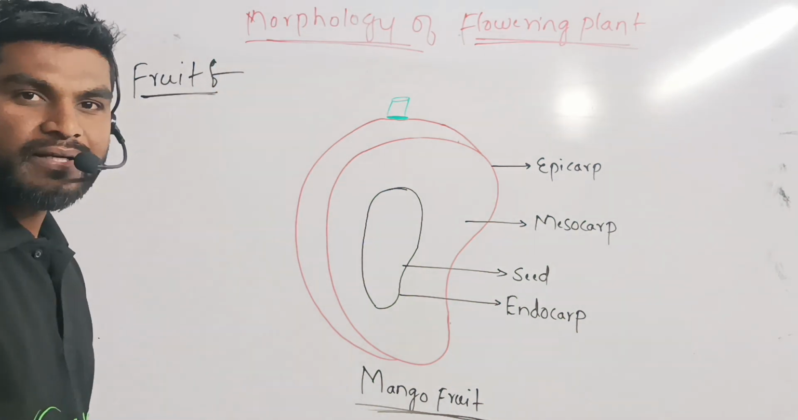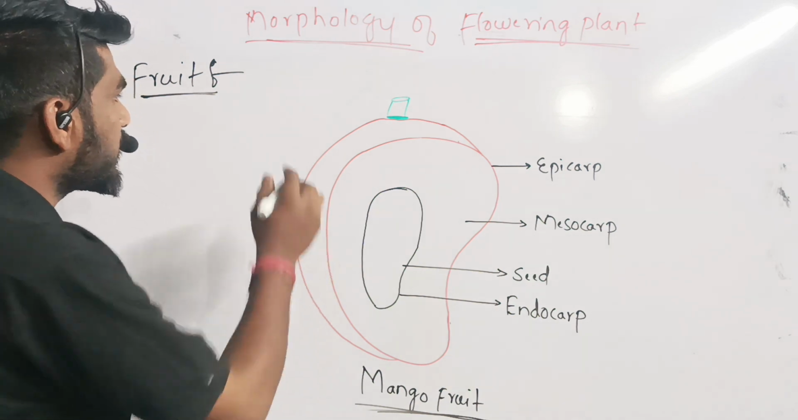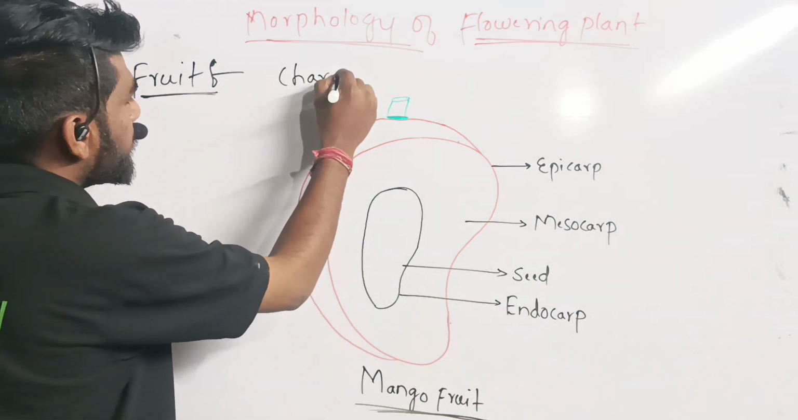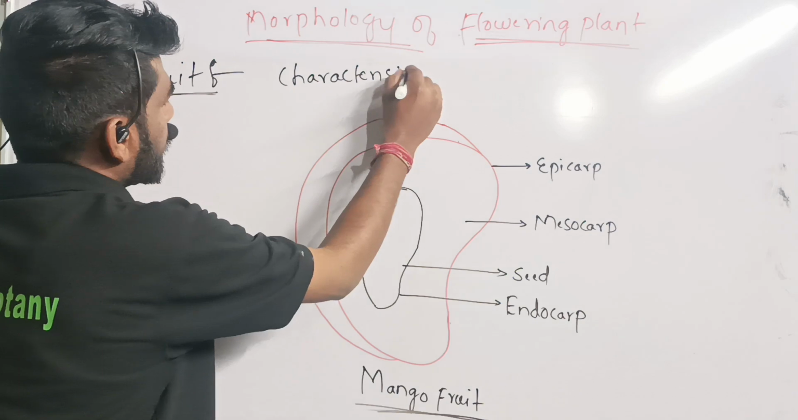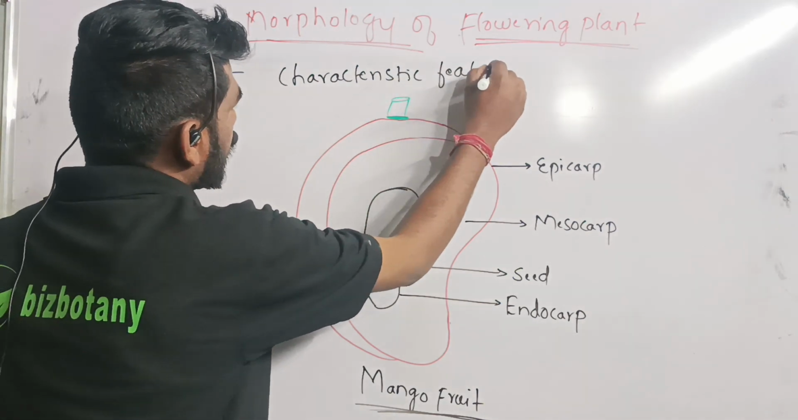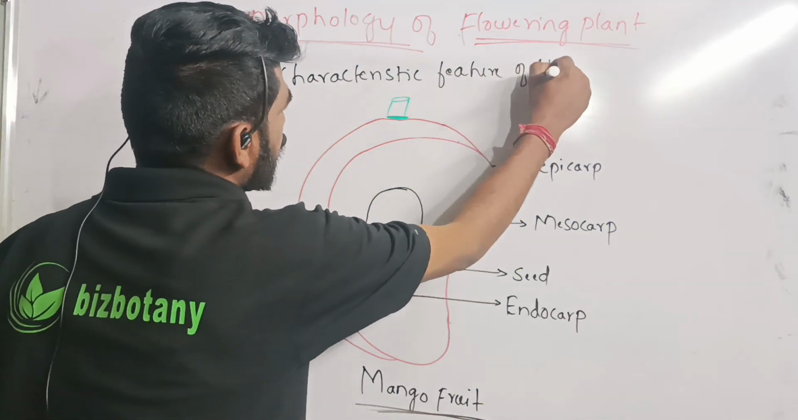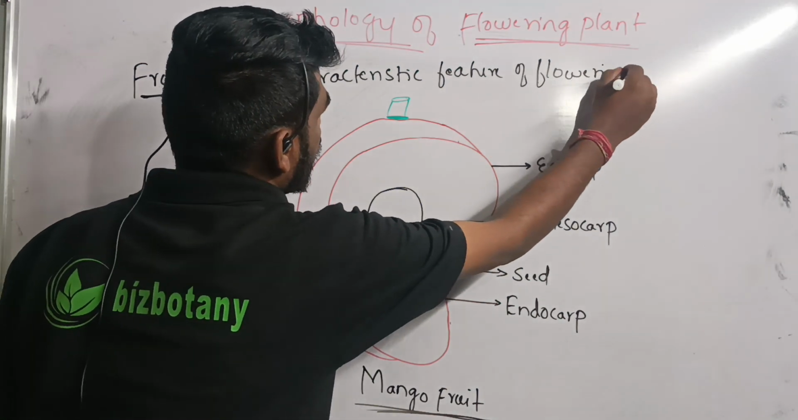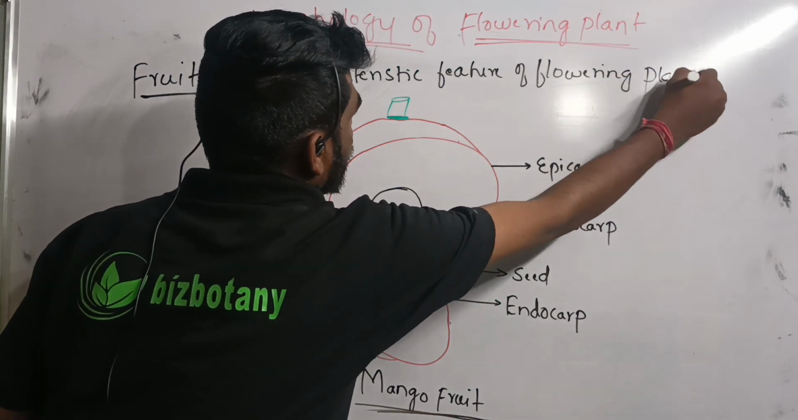Fruit is a characteristic feature of flowering plants. Usually fruits you can see in flowering plants.